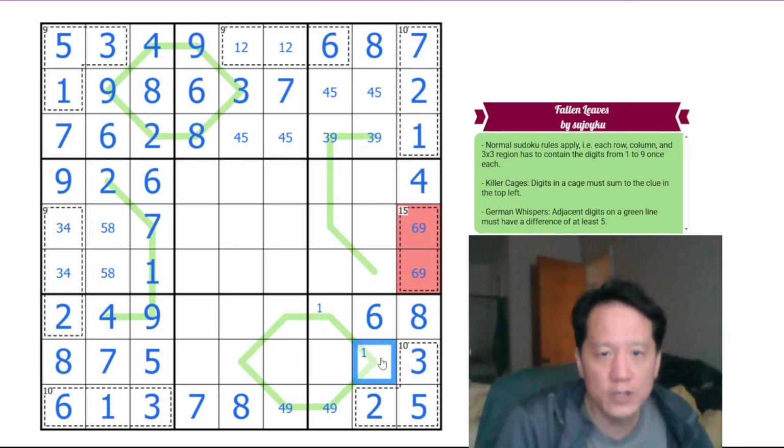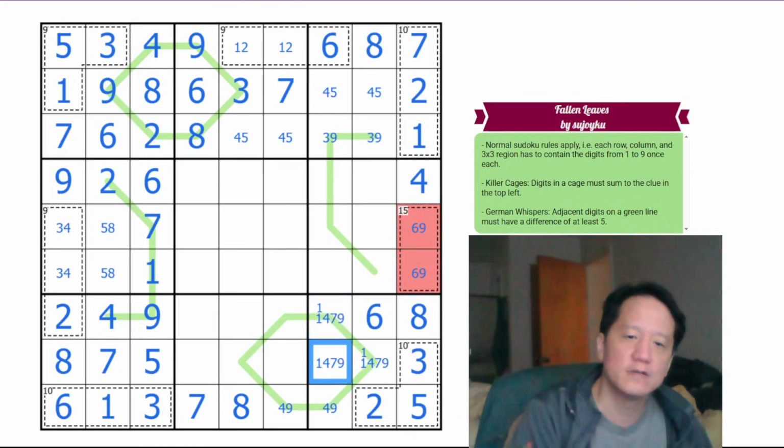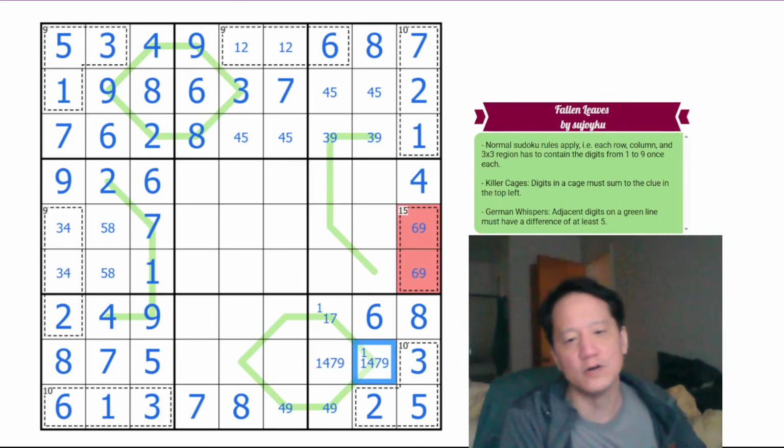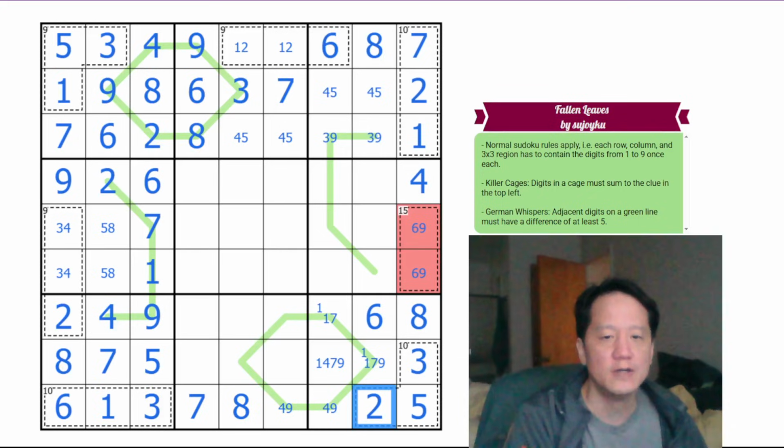Okay. What are the remaining digits in this lower right-hand box? We have 1, 4, 7, 9. This can't be 4 or 9, so this is 1 or 7. If this is low, it would be next to 7 or 9, so it would have to be 1. If it's high, it would have to be next to 4 and 1 here, so this would have to be 9. So this is 1 or 9 here.